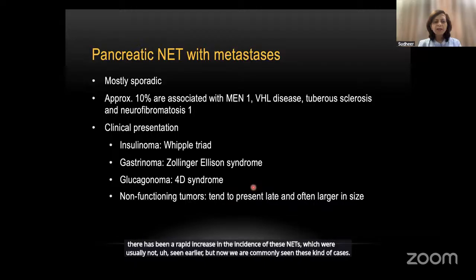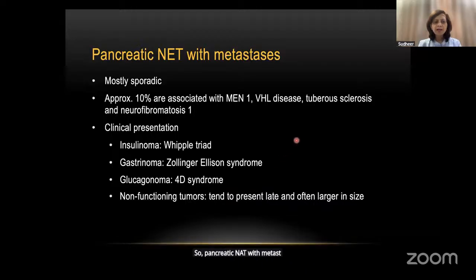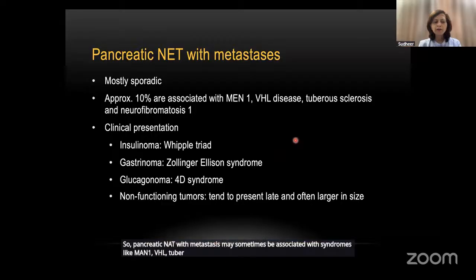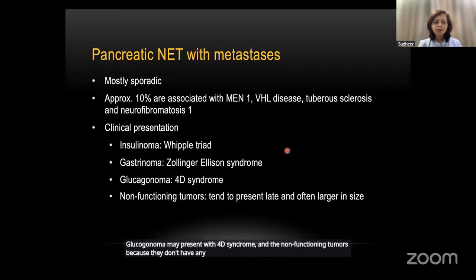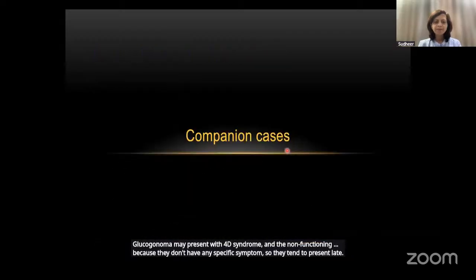Pancreatic NET with metastasis may sometimes be associated with syndromes like MEN1, VHL, tuberous sclerosis, or NF1. Clinical presentation may be different depending on the type of primary. If it is insulinoma, it may present with Whipple's triad, gastrinoma with Zollinger-Ellison syndrome, glucagonoma may present with 4D syndrome, and the non-functioning tumors, because they don't have any specific symptom, tend to present late.